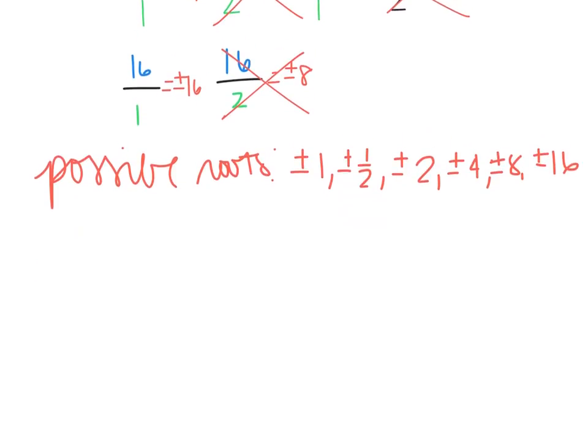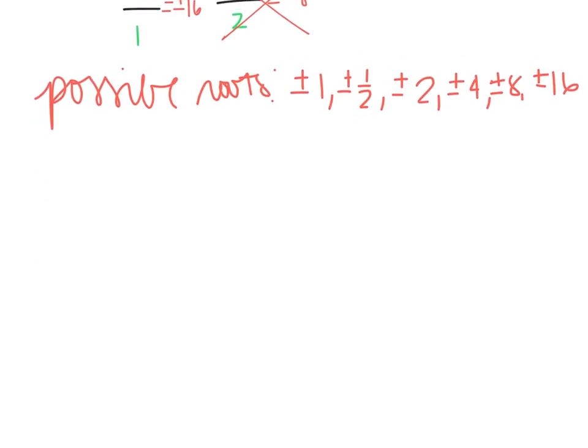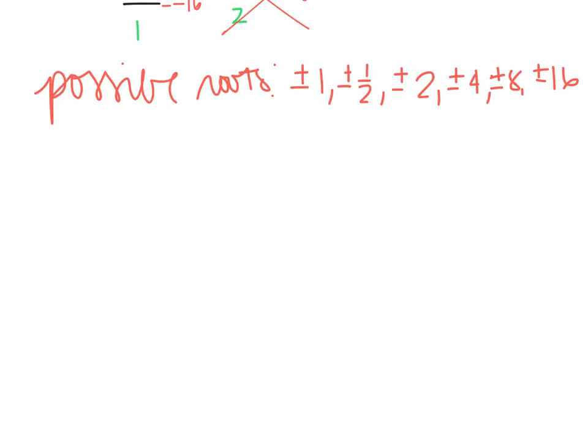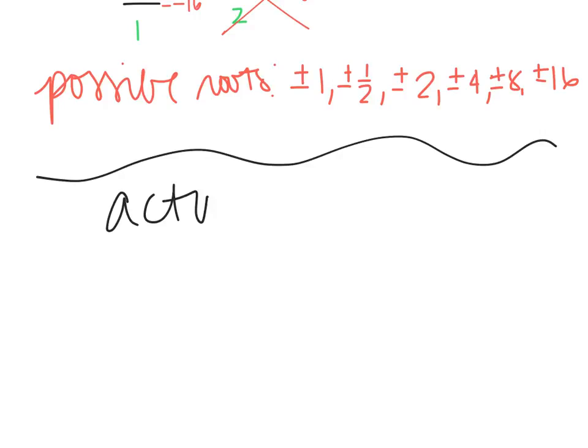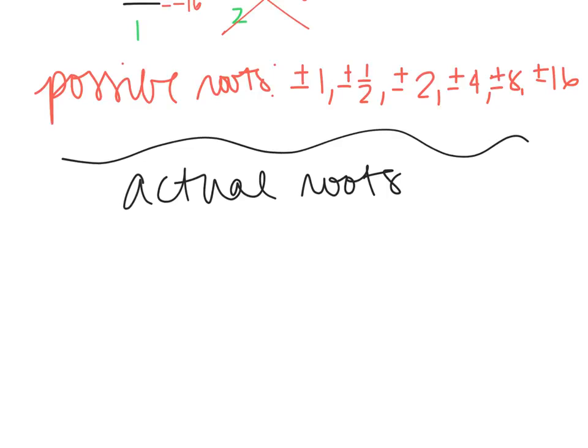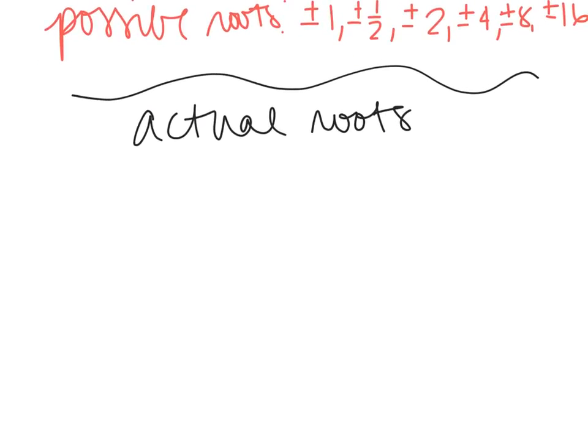Now, for this problem, it asks you to determine the zeros of the function. So that means that you're finding the actual roots. So now I have to find the actual roots or the actual zeros. So to find the actual ones, I take all these numbers that I've already come up with, and that's where I plug them in and see what happens.